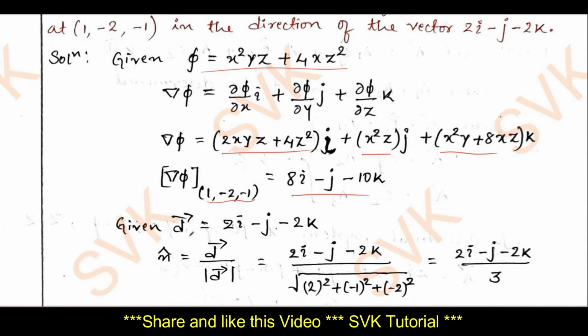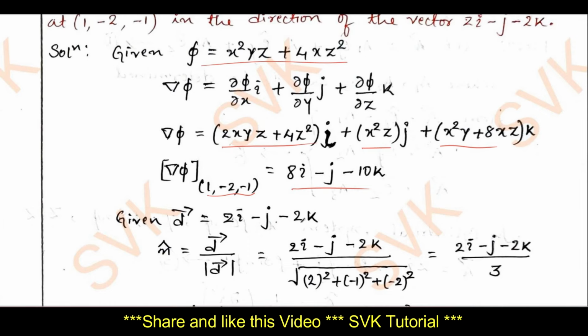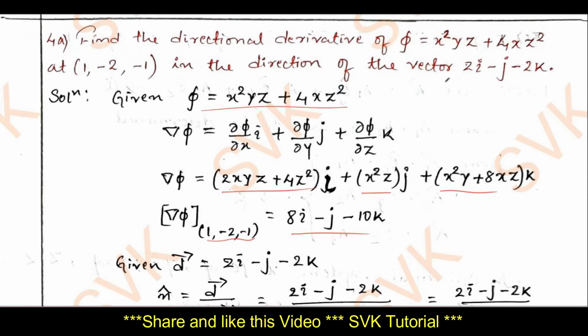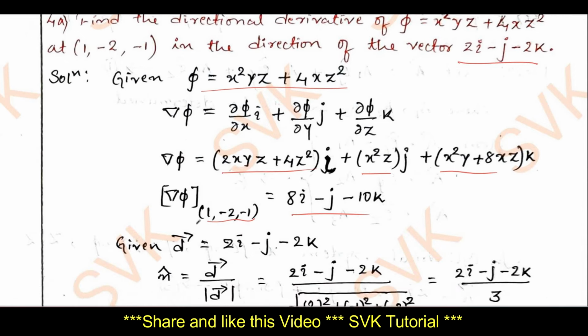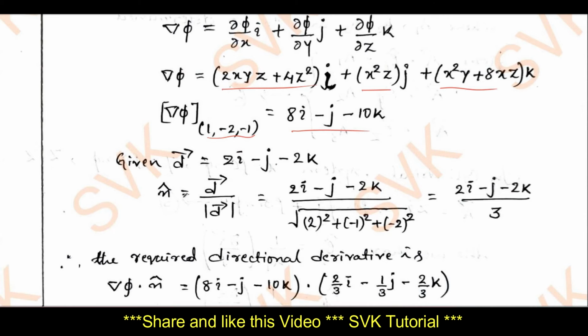Using this vector and also the given direction 2i minus j minus 2k, you can go through the problem in the direction of the vector. That is why I have denoted it as vector d. From that I will find the unit vector n cap, that is n cap is equal to vector d divided by the magnitude of vector d. Write down the numerator as the given vector d, divided by the magnitude, which is the square root of the squares of the components of ijk. So 2 square plus minus 1 square plus minus 2 square. That is what I have done. Solving that, I get the denominator value as 3.